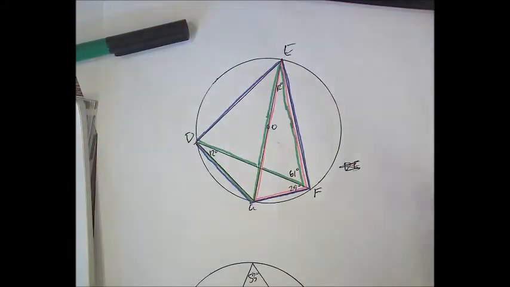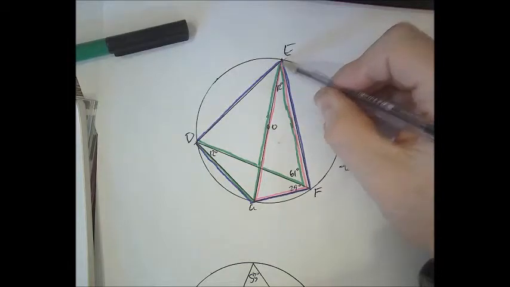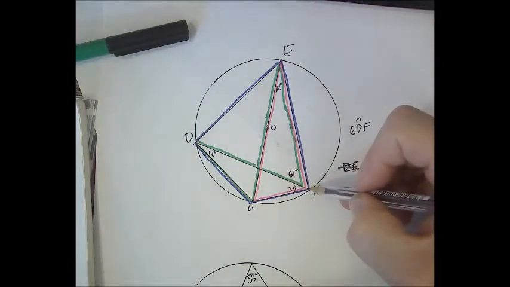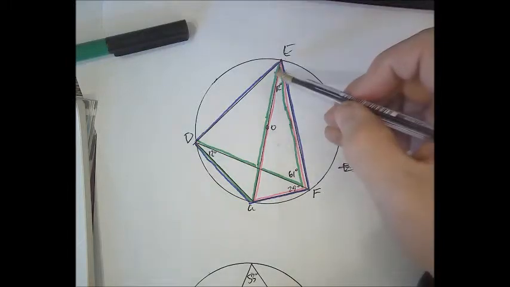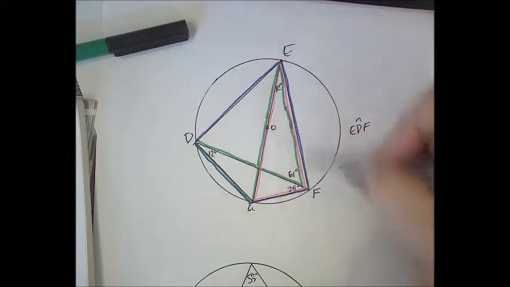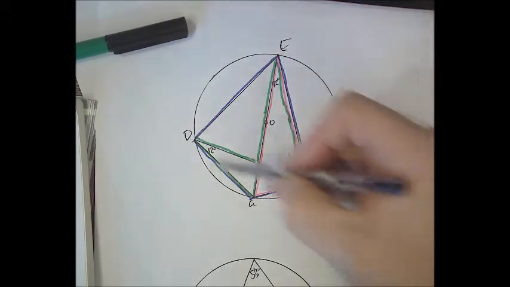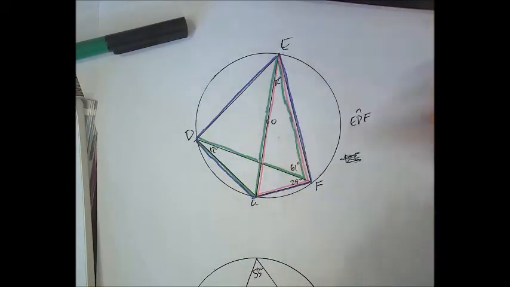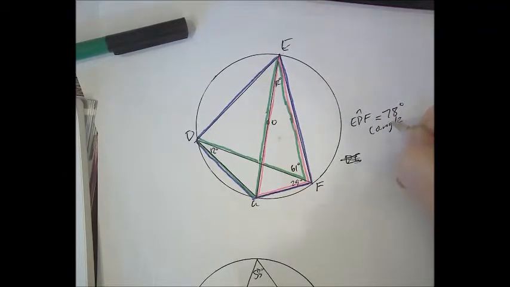Now let's see what we're actually asked for. We're asked for EDF. Okay, well, that pink triangle is built using the diameter, so I could have drawn a pink triangle here as well. So that would be 90, so EDF equals 78. The official name for finding a right angle triangle using a diameter is angle in a semicircle.